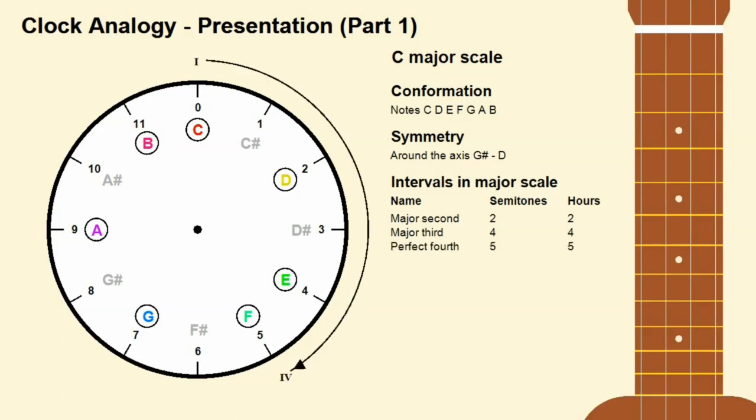Perfect fourth interval. It corresponds to 5 semitones, 5 hours on the clock face, and 5 frets on a fretboard. The fourth interval receives the denomination of perfect since it is a fifth interval in the descending direction. Both receive this denomination.